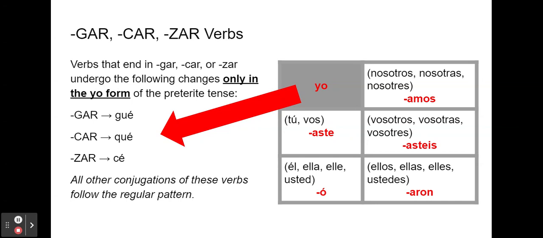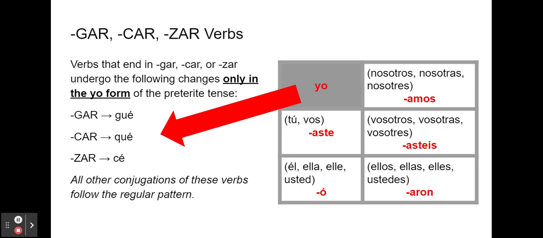So GAR, CAR, ZAR verbs are any verbs that end in GAR, CAR, or ZAR. They undergo the following changes only in the yo form of the preterite tense. The GAR changes to GUE with an accent mark. The CAR changes to QUE with an accent mark. And the ZAR changes to CE with an accent mark. All other conjugations of these verbs follow the same regular pattern that we talked about in the regular preterite tense verb endings video.